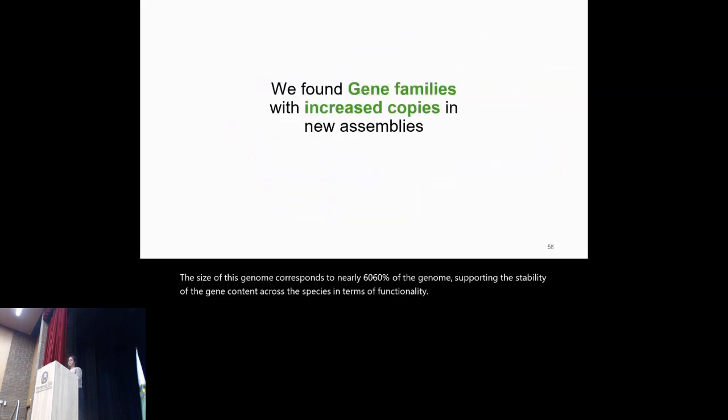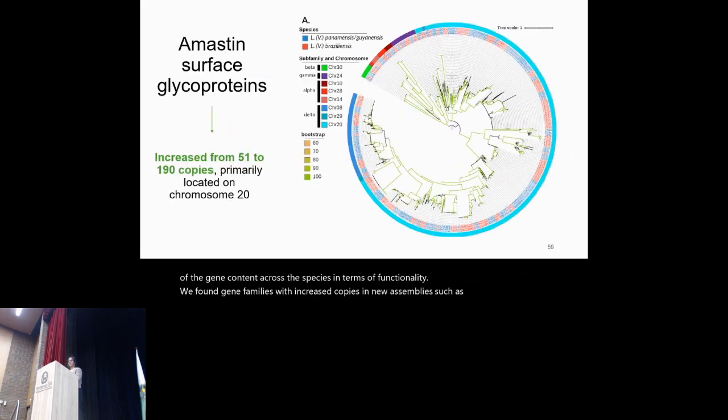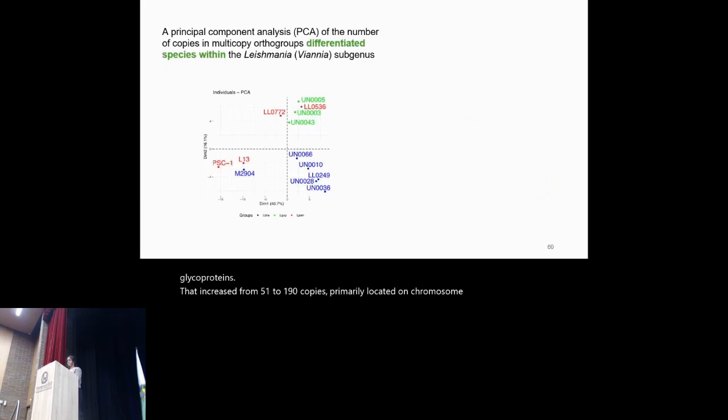We found gene families with increased copies in the new assemblies, such as amastin surface glycoproteins, that increased from 51 to 190 copies, primarily located on chromosome 20. And what we can see here is a principal component analysis of the number of copies in multi-copy orthogroups. So in blue, we can see the Leishmania brasiliensis species. In green, the Leishmania guyanensis species, and in red, the Leishmania panamensis species.